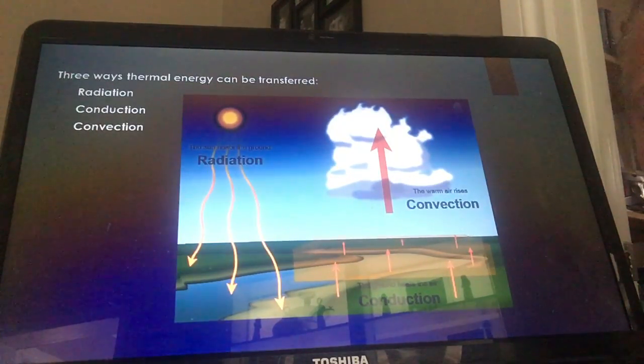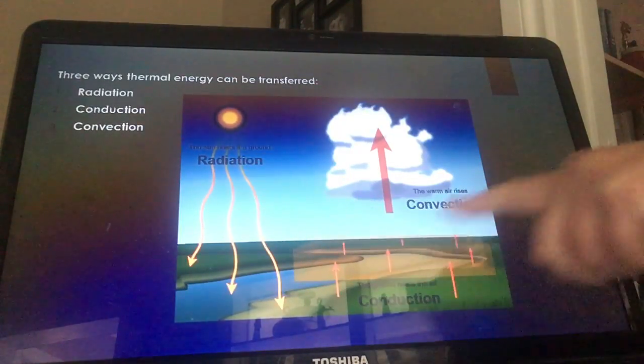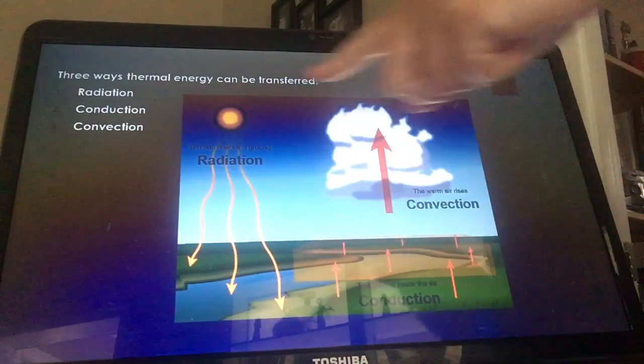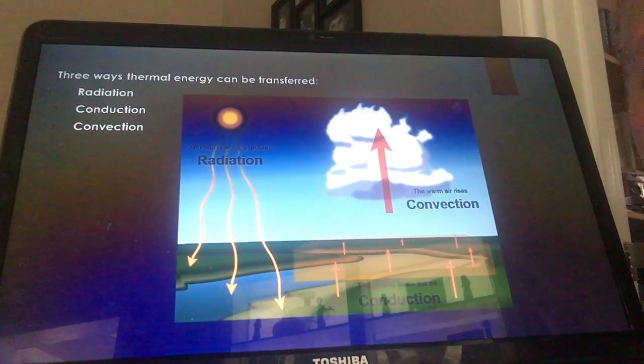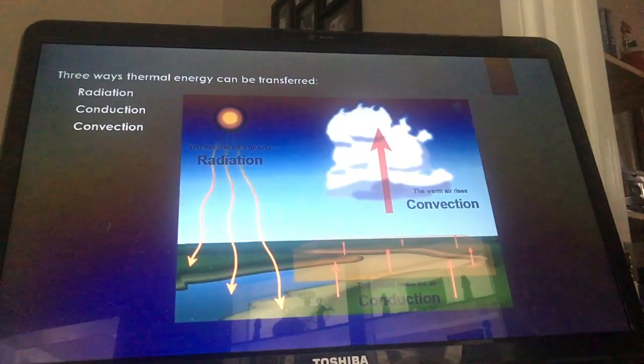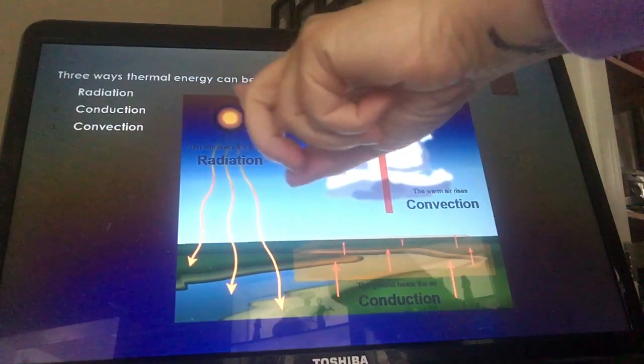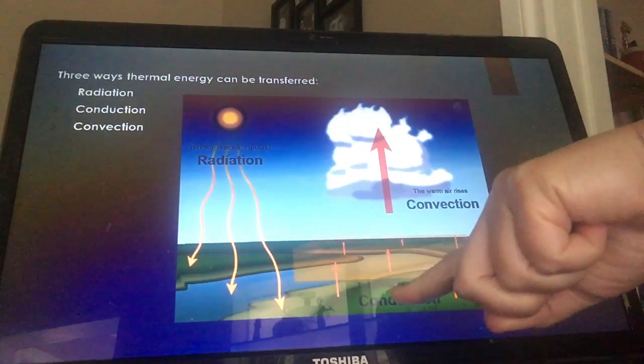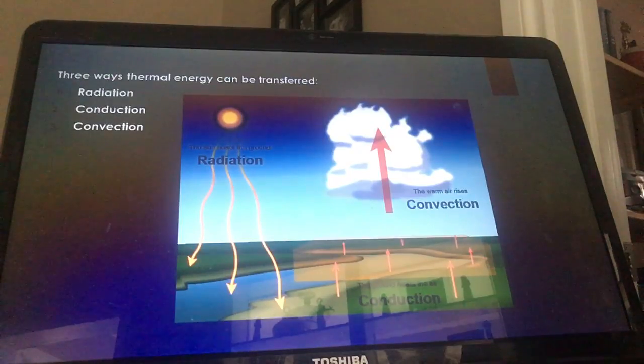There are three ways you can transfer thermal energy: radiation, conduction, convection. I love this diagram. You're going to see it on every slide for the rest of this lesson because it basically visually explains everything. So it comes in as radiation, then something called conduction happens, and then convection. So we'll go through these three.